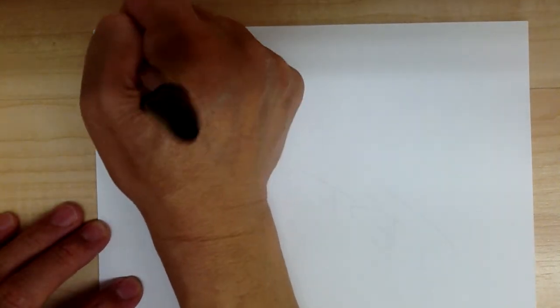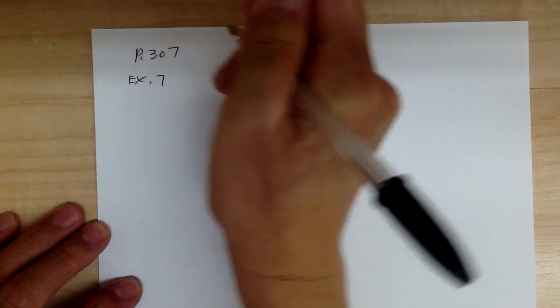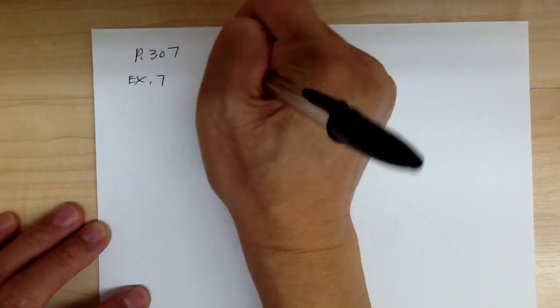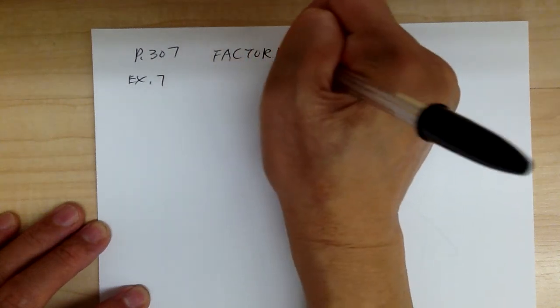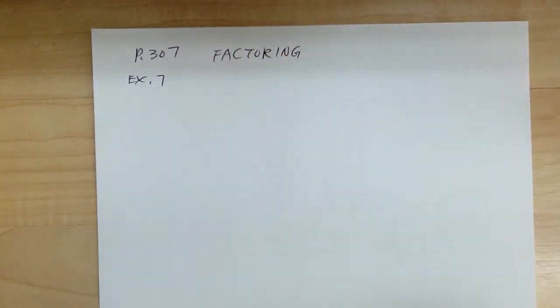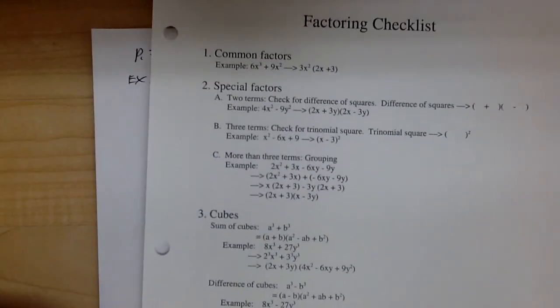Okay, now let's go to example 7. So you're going to start to do factoring. Page 307. Example 7, you're going to do factoring. Factoring means you take out what they have in common. When you're doing the factoring, I'm going to give you a handout. These are the steps.